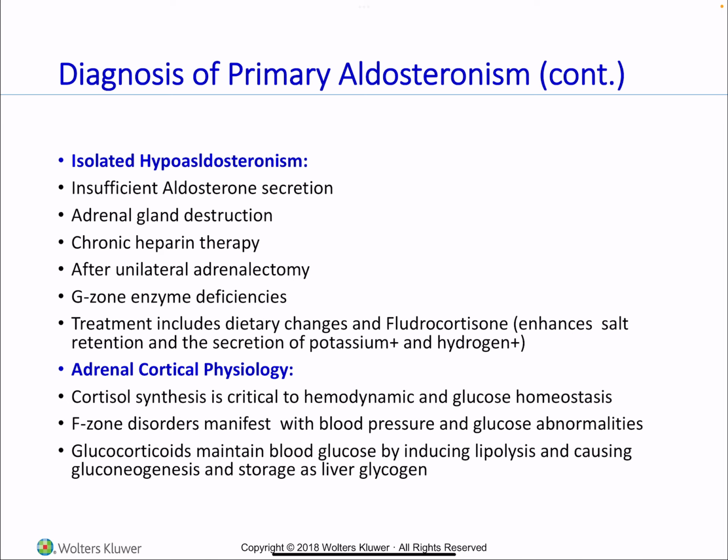In terms of adrenal cortical physiology, cortisol synthesis is critical to hemodynamic and glucose homeostasis. Disorders typically manifest with high blood pressure or issues with the blood pressure and also with glucose abnormalities. Glucocorticoids maintain blood glucose levels by inducing lipolysis and gluconeogenesis and storage of glucose as liver glycogen.